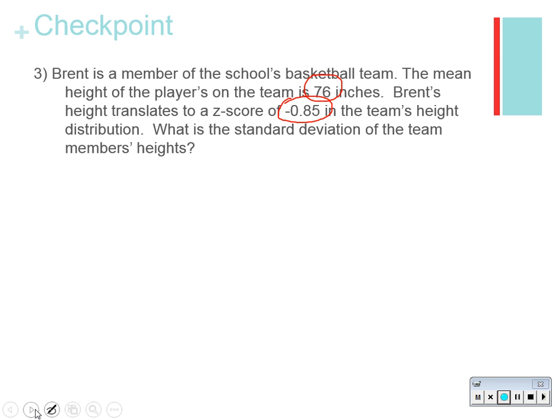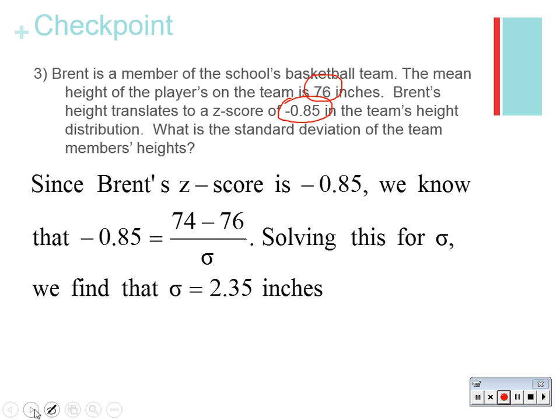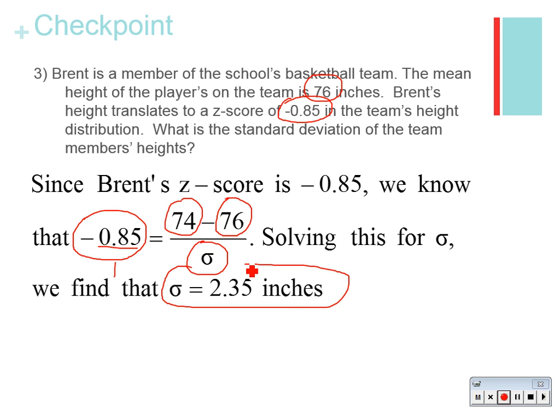So if we set up an equation here, I'm going to first fill in the negative 0.85 for z. I'm going to fill in Brent's height, which I know already is 74 inches. I know the mean of the basketball team's height is 76 inches. And then I just want to take this and solve it for the standard deviation. One of the things you could do here is put this over 1 and cross multiply. There are obviously a couple different ways you could solve this, but in any event, the standard deviation for this is 2.35 inches. That's the standard deviation for the height of the members of the basketball team.